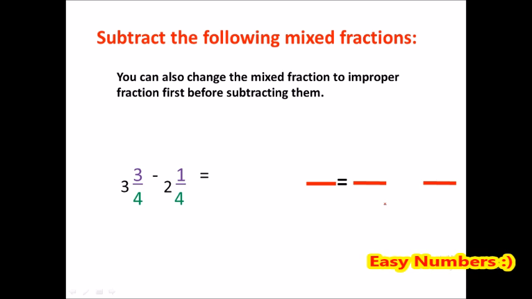So how can you do that? We have 4 times 3 is 12, plus 3 is 15, and then copy the denominator. Another is 4 times 2, 8, plus 1 is 9, then copy the denominator. So you have 15 minus 9 is 6, and then copy the denominator. So we have the lowest term for that, which is 3/2 or 1 and 1/2.